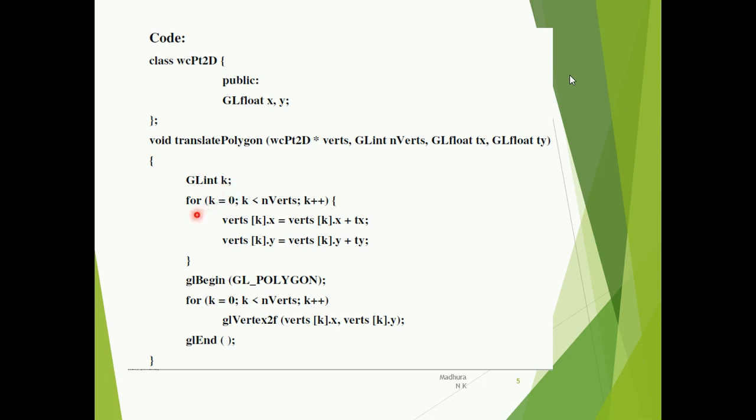For example, if you are considering a simple point, if you want to move a simple point, the for loop is not needed. You just have to take only these two codes. You have to write only these two codes. Suppose if you are going to move only a single point, then these two codes are enough. No need of writing the for loop.